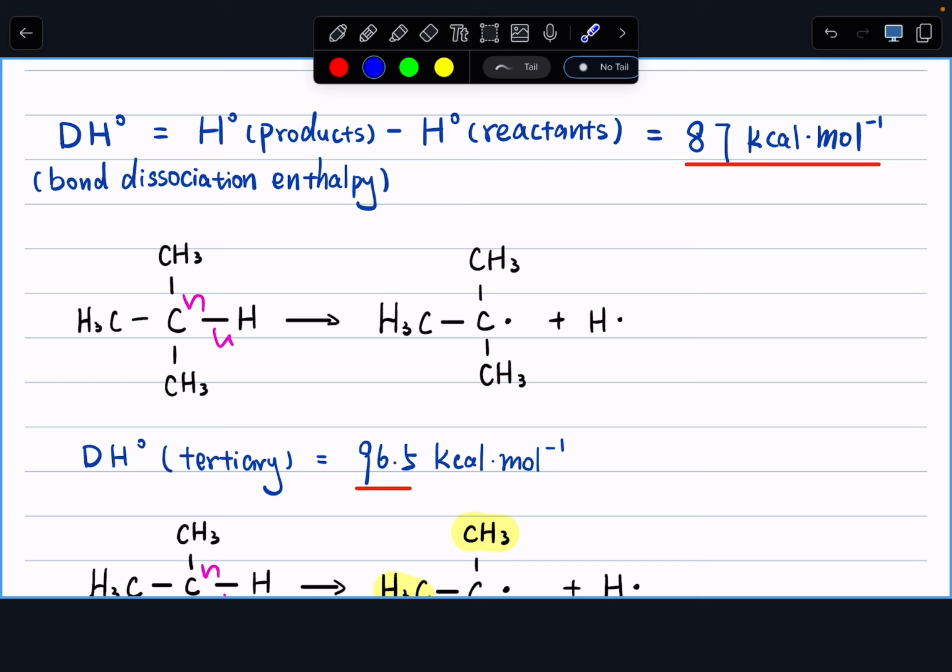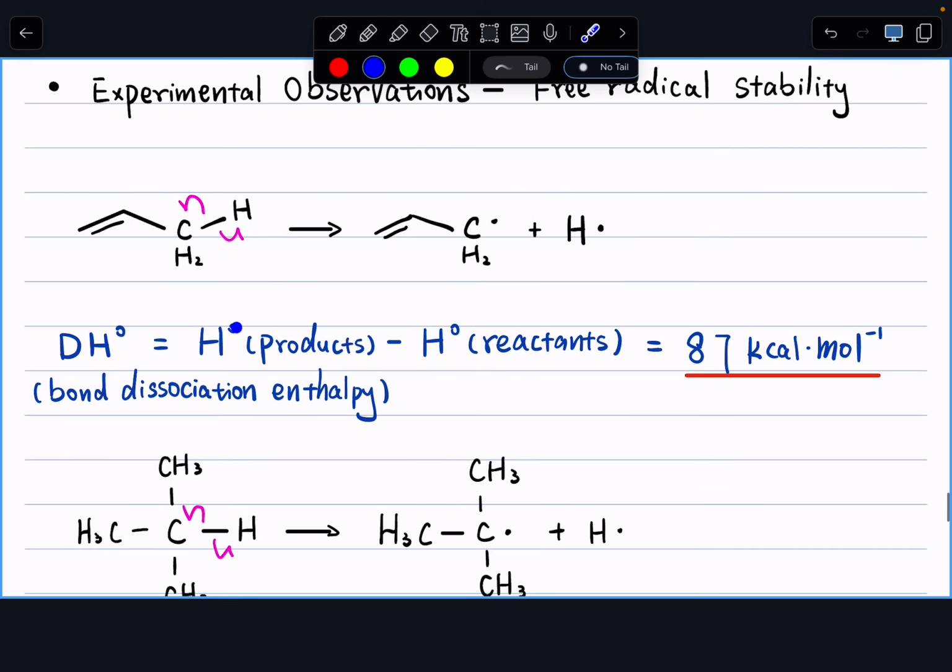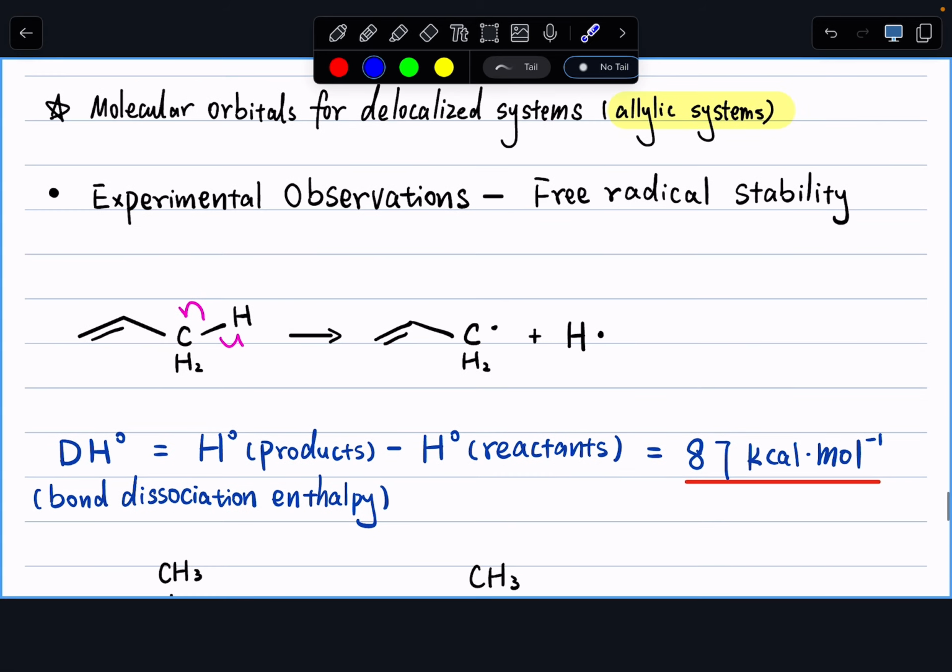Or, the other way to put it, we're looking at the relative energy between product and reactant. A smaller difference between product and reactant suggests my allylic radical is more stable than my tertiary radical, than my secondary radical, than my primary radical. So from this experimental observation, the question we're trying to answer is: what stabilizes this allylic radical?